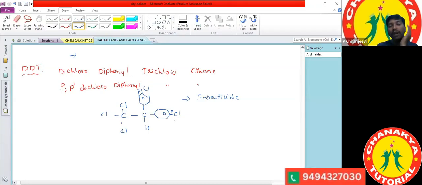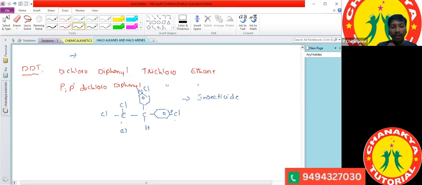From the 1940s up to the 1970s, they used DDT a lot. Whenever they used DDT, the insects also got habituated, and they increased their resistance power. That is what happened here.